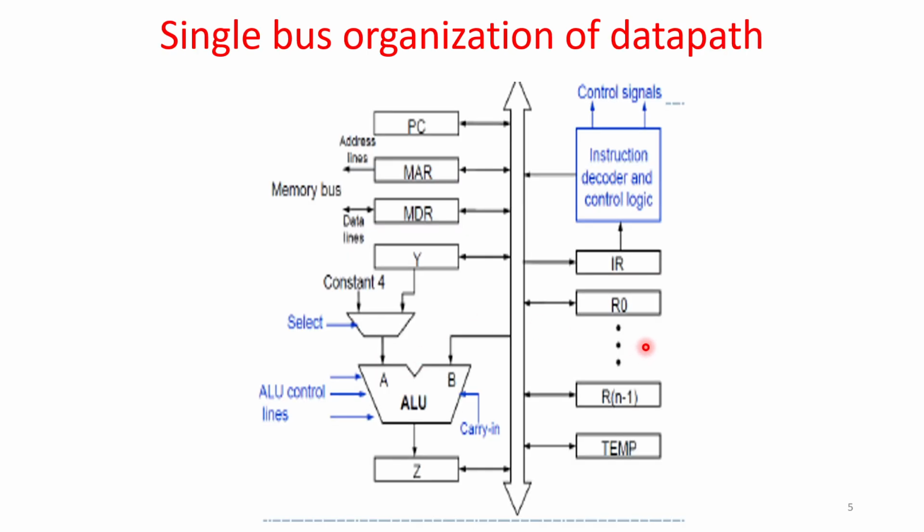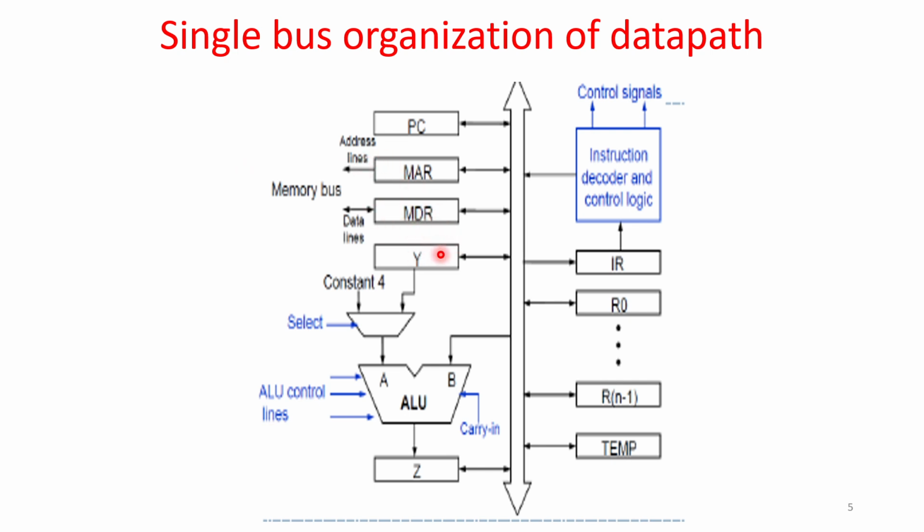In the general bus organization, the registers and other units of the computer are connected together using a single bus. A bus is nothing but a group of wires that connects the components of the computer. The PC, the program counter, is a register that holds the address of the next instruction to be executed. MAR is the memory address register. The address of the memory location you want to access, for reading or writing, is loaded into it. MDR is the memory data register. Whatever content is read from memory or is going to be written into memory is loaded into the MDR.